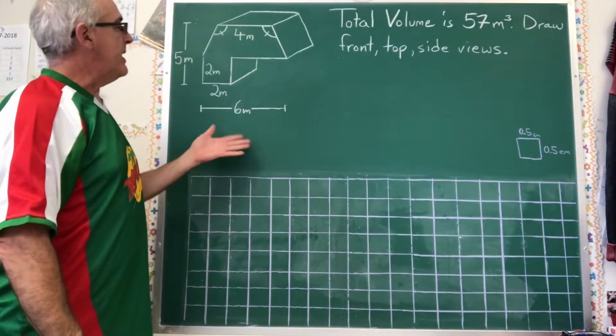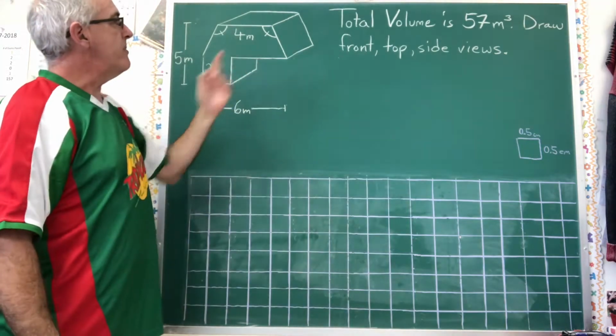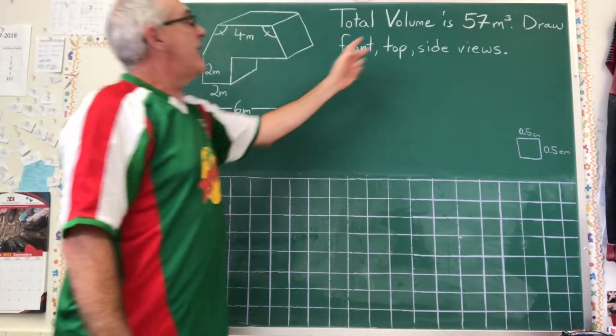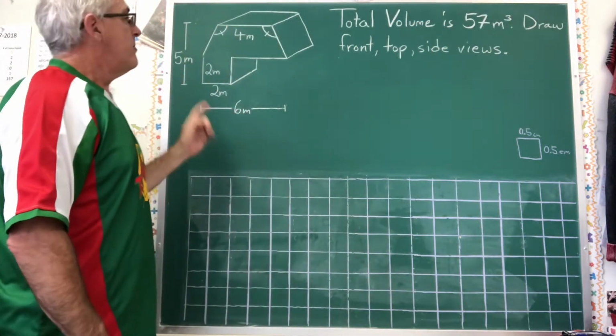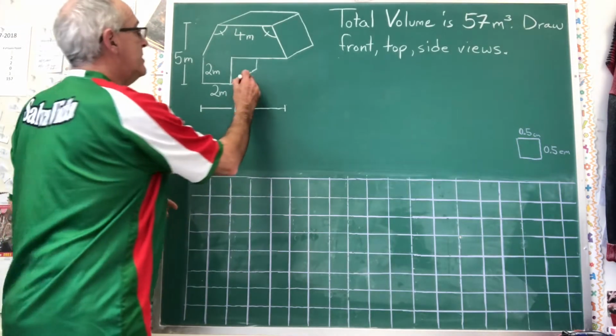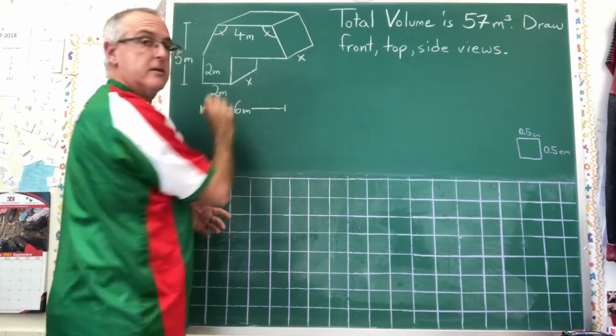In today's Daily Dose of Math, we are being asked to draw the front, top, and side views of this three-dimensional object. We're given some of the measures, and we're given the total volume. But there is a measurement that we are not given, which is this one. I'm going to mark it with X.